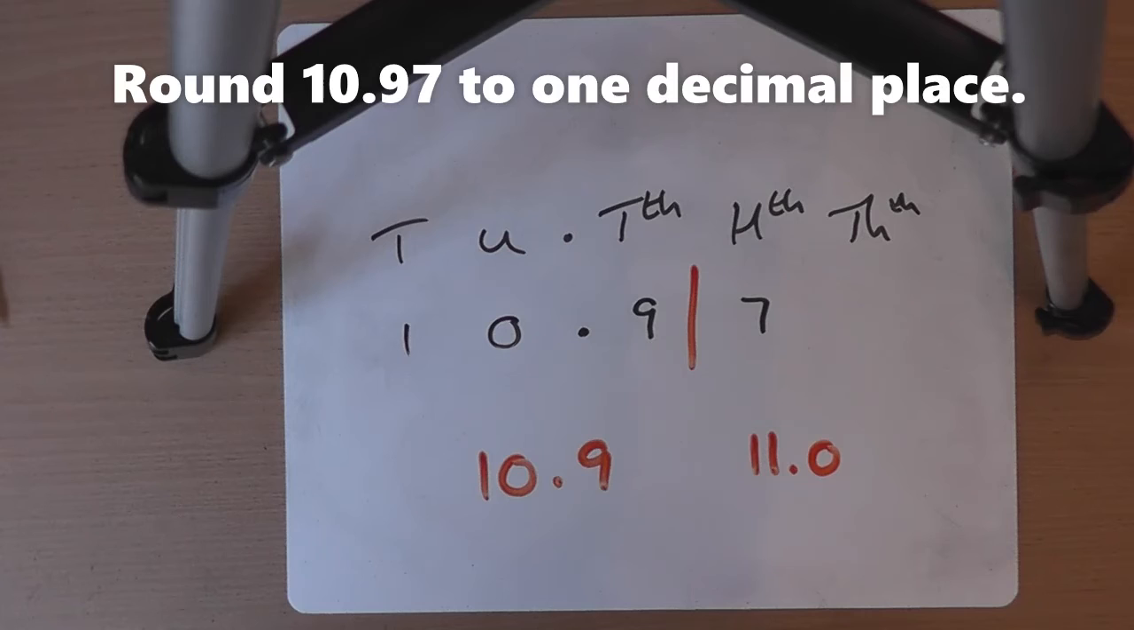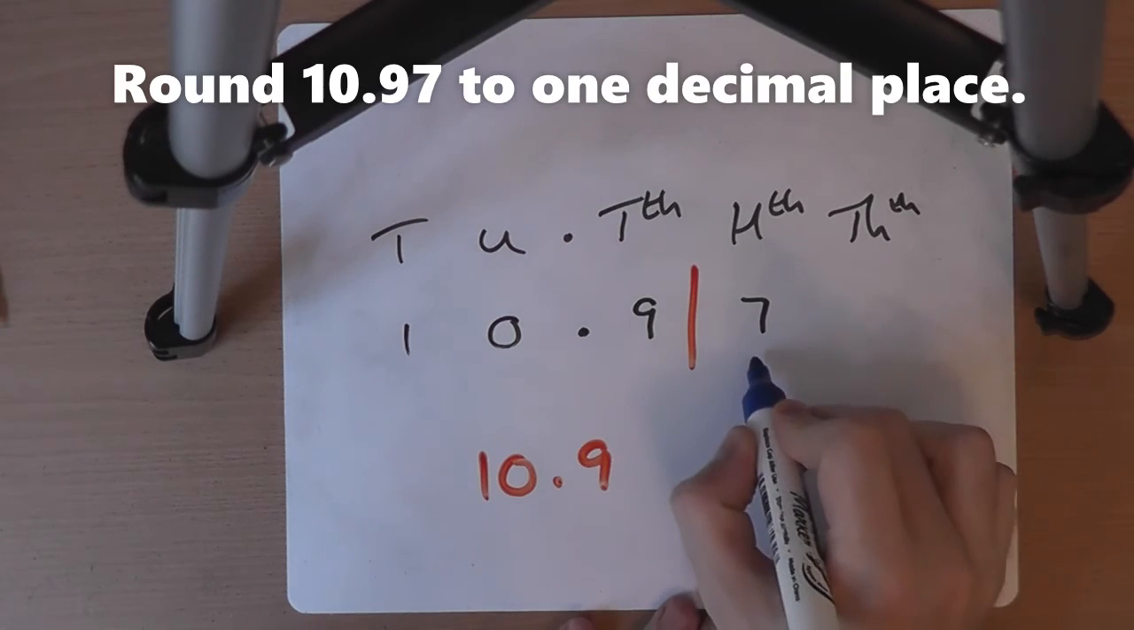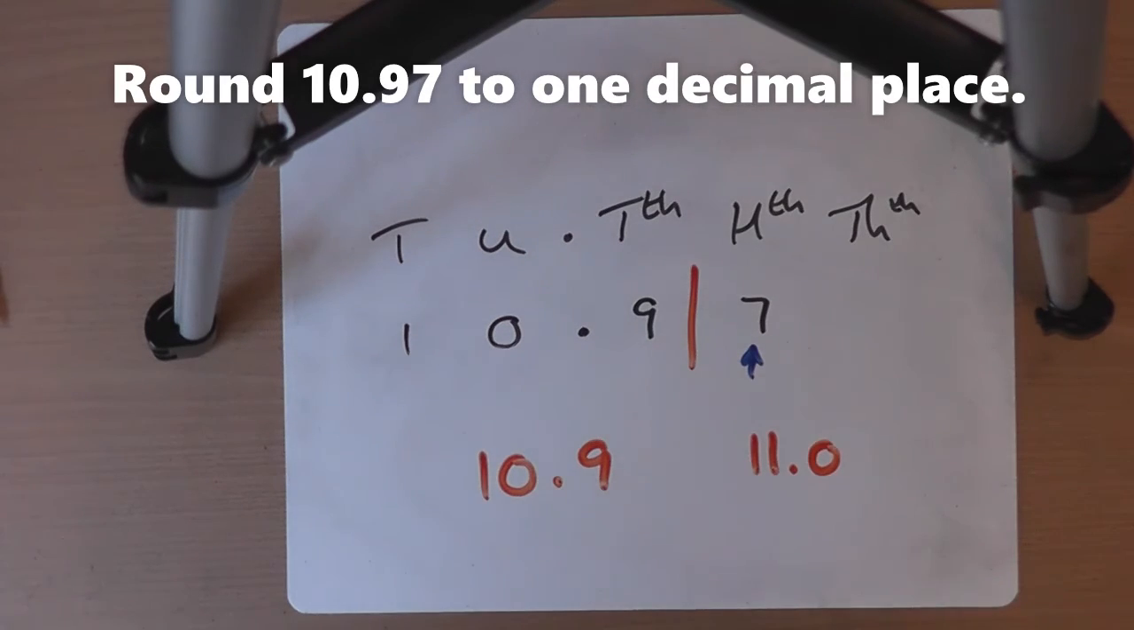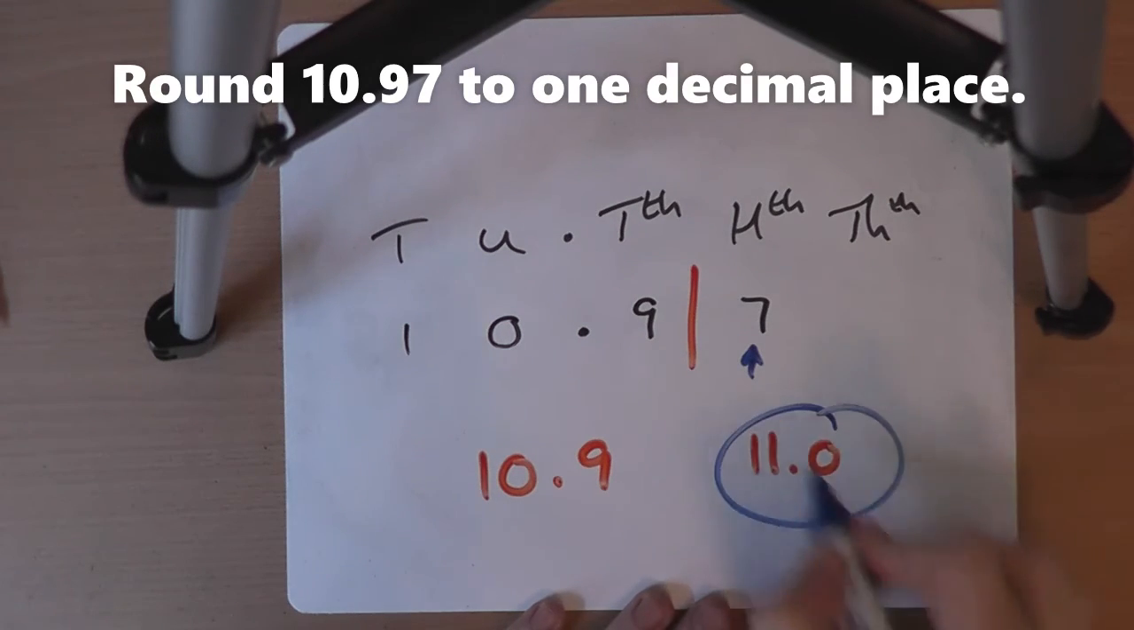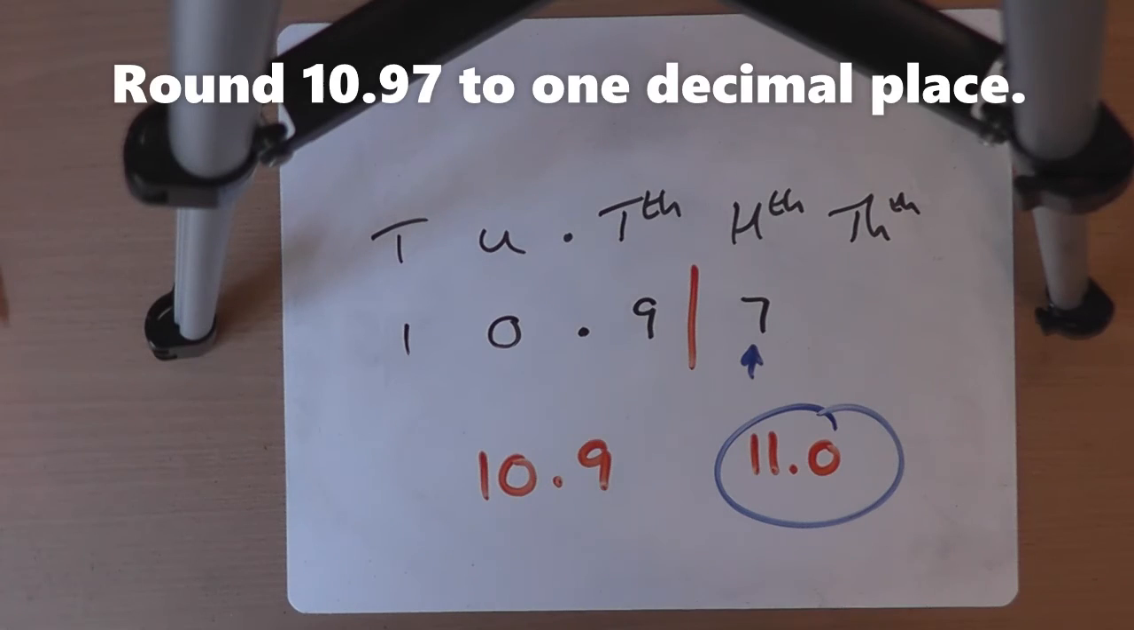To work out which one of those it's going to be, we look at the first number after that split line. The first number after that split line is a 7. 7 is more than that 5 halfway point, and if it's more than that 5 halfway point, it's going to push up to the larger of the two. It's going to push up to the 11.0, and again, looks a bit weird, but it is fine. It has 1 decimal place, just that that decimal place happens to be a 0.